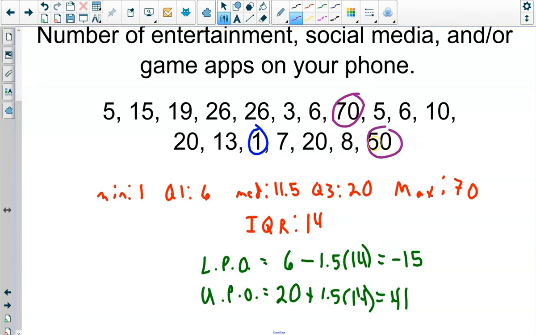So where would my upper whisker end? Well, what is the highest value before 41? If I look through, my highest value before 41 is 26. So my upper whisker will stop at 26. That's what it means by the whiskers extend to the most extreme value that are not potential outliers. This is the most extreme value that is not a potential outlier on the upper end. In your homework, you might have to figure out the upper and lower limits. But other than that, let StatCrunch do the job for you.